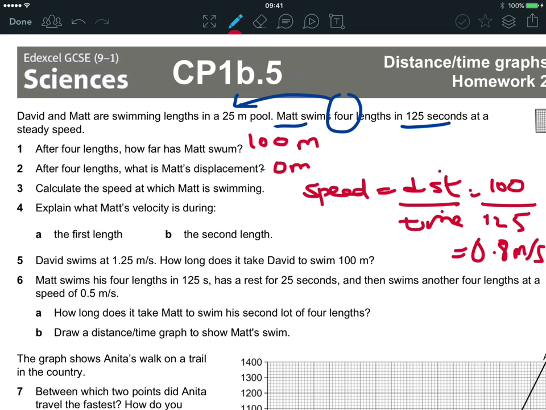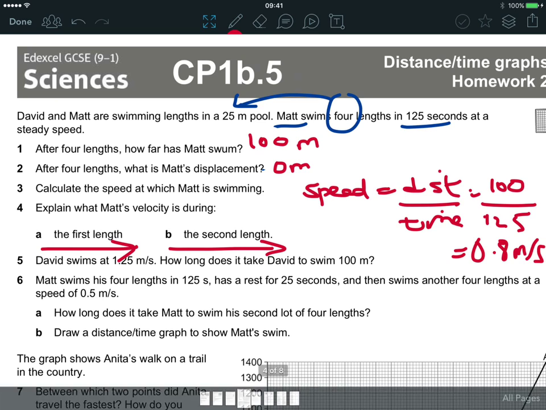metres per second. Okay. And then explain what Matt's velocity is during the first length. Now you need to decide on a way of describing the direction, because obviously during the first length he's swimming forwards, and on the 2nd length he's actually swimming, although he's not swimming backwards, he's swimming back to where he started from. Now, I'm wondering how they're going to describe that.